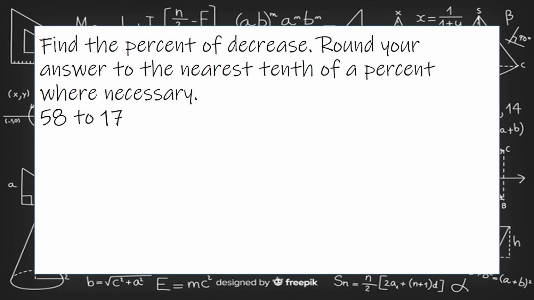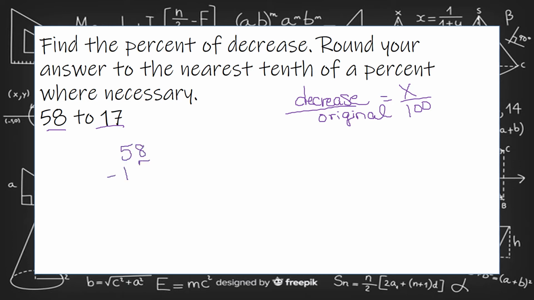Find the percent of decrease. So remember, we're going to do the amount of the decrease over the original gives us x over 100, the percent that we're looking for over 100. So it started out at 58 and went down to 17. So we're going to subtract those two to find the amount of the decrease. 8 minus 7 is 1. 5 minus 1 is 4. So it decreased 41. The original price was 58.